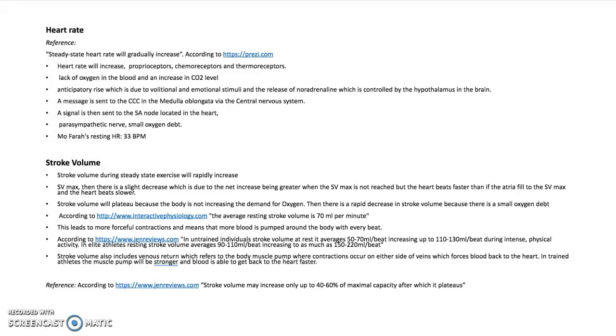Mo Farah's resting heart rate is 33 beats per minute. As a professional athlete, his cardiac hypertrophy, which is where his myocardium has increased in thickness, which means his heartbeats are more forceful, allows his heart rate to be lower and his stroke volume to be higher. Because of this, his cardiac contractions are stronger.